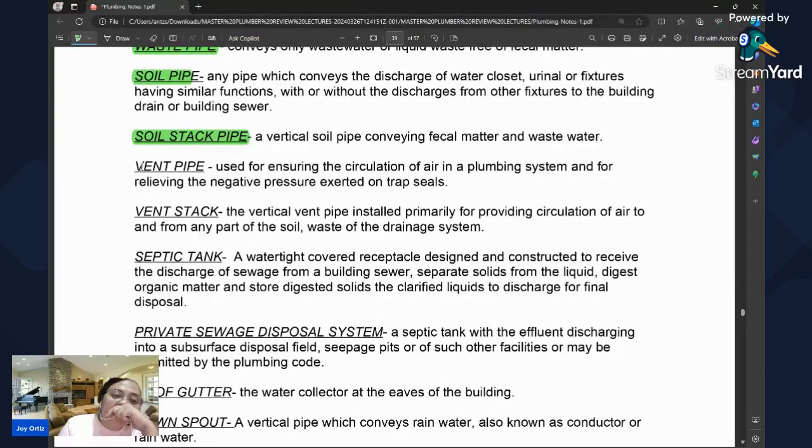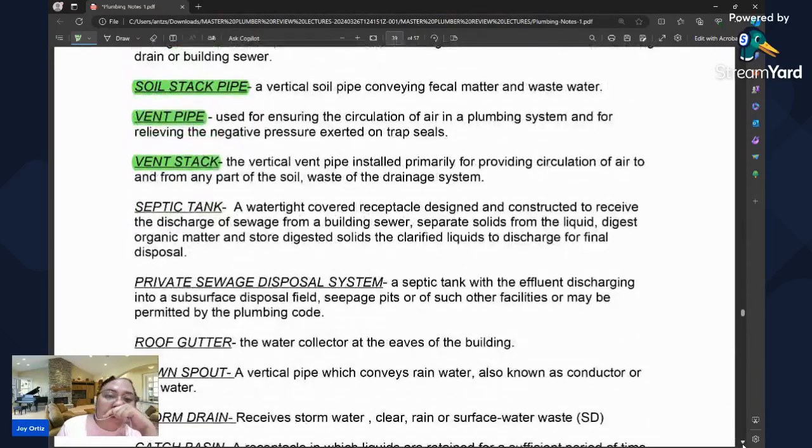We have also the vent pipe. It is used for ensuring the circulation of air in a plumbing system and for relieving the negative pressure exerted on trap seals. The difference of a vent pipe from a vent stack is that the vent stack is the vertical vent pipe installed primarily for providing circulation of air to and from any part of the soil or waste of the drainage system.